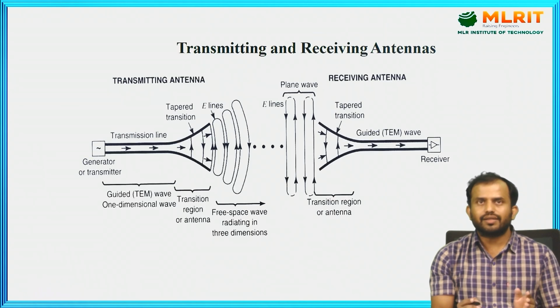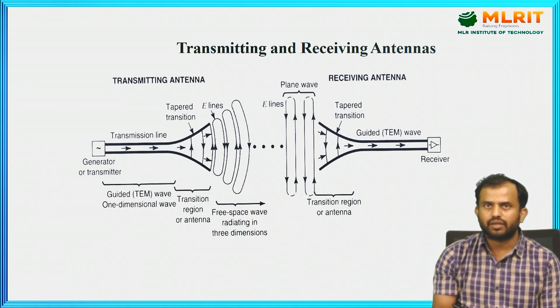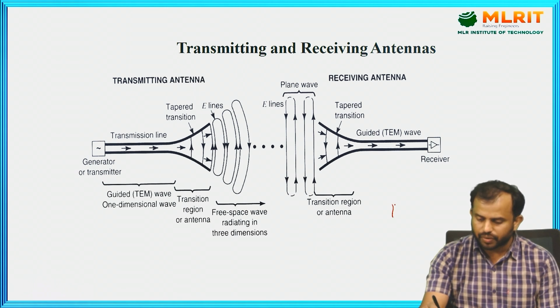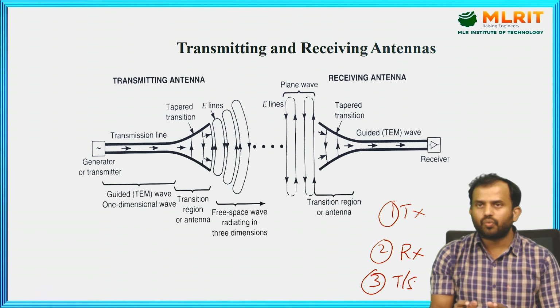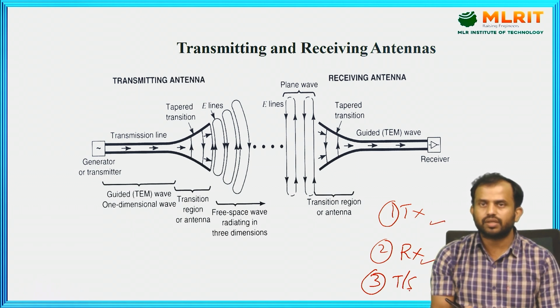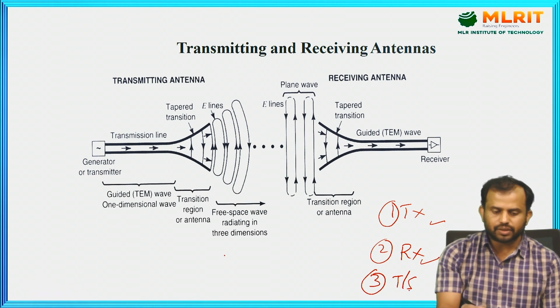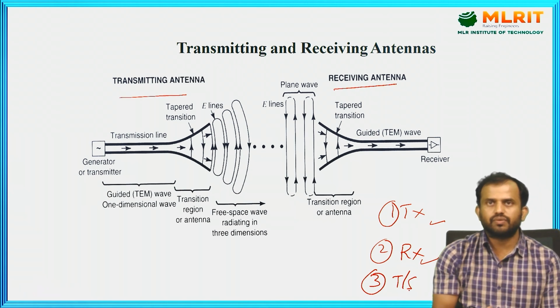And next, we are discussing what transmitting and receiving antennas are. As we discussed in the previous slides, there are three types of antennas. One is the transmit section antenna, the second is the receiving section antenna, and the third is the transducer antenna, meaning an antenna capable of working in the transmit section as well as the receive section. But in this slide, we are focusing on the transmitting section and the receiving section antennas.